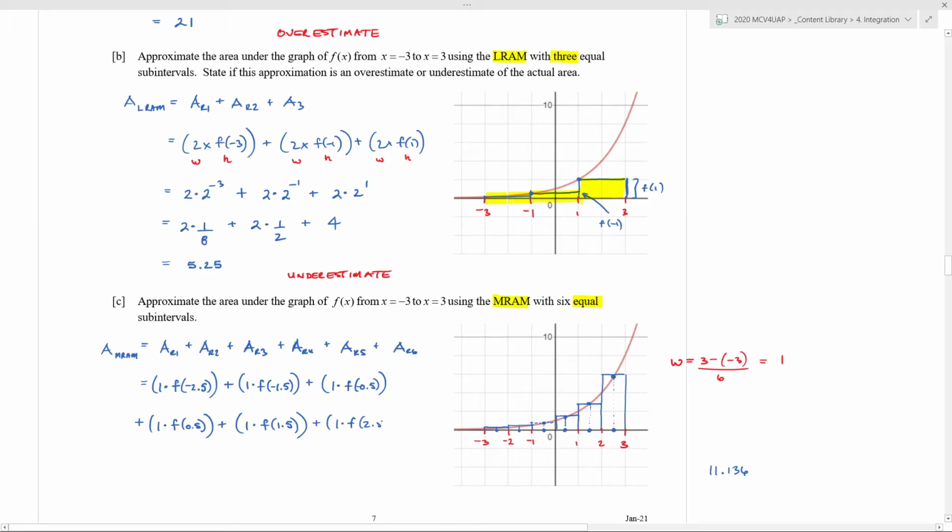Okay, so now for this one, you'll need a calculator. I've done the calculation. I got to sub in -2.5 into f, -1.5, -0.5, 0.5, 1.5, and 2.5. When I do all that, I would get a final answer of 11.136.